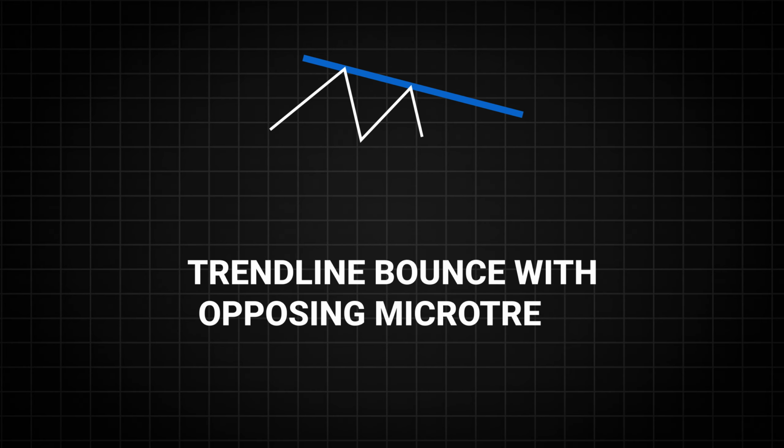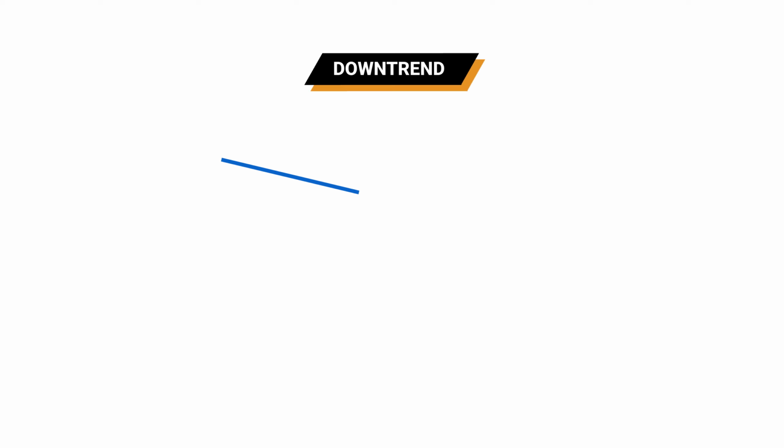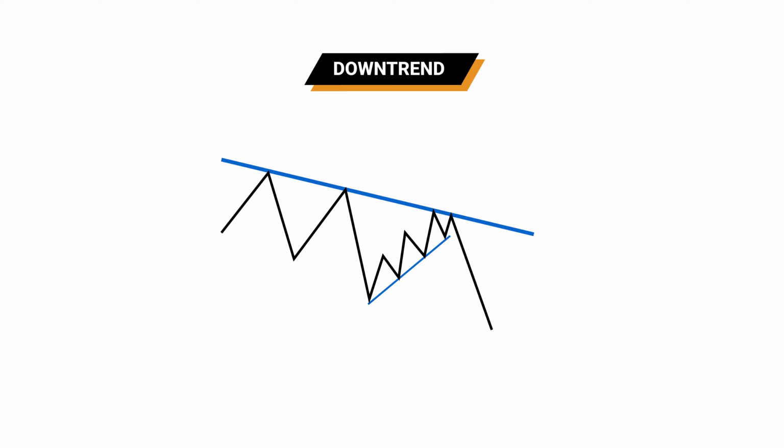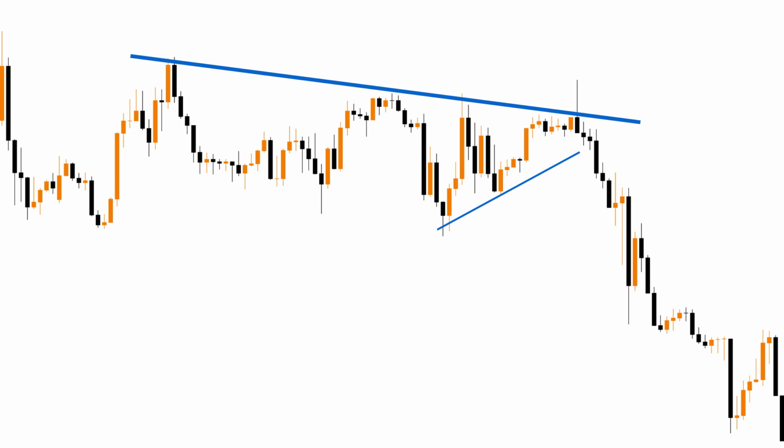Number 2 is the trend line bounce with opposing microtrend strategy. This price structure usually has the main trend created and an opposing microtrend build up to touch the trend, usually creating a flag pattern. If price breaks the microtrend line, this further indicates a strong trend continuation of the main trend. For a downtrend, the opposing trend should be an uptrend and vice versa for the uptrend. With this strategy, if price fails to give confirmation when it touches the main trend line and still breaks the microtrend line, you can enter the trade on candle close.